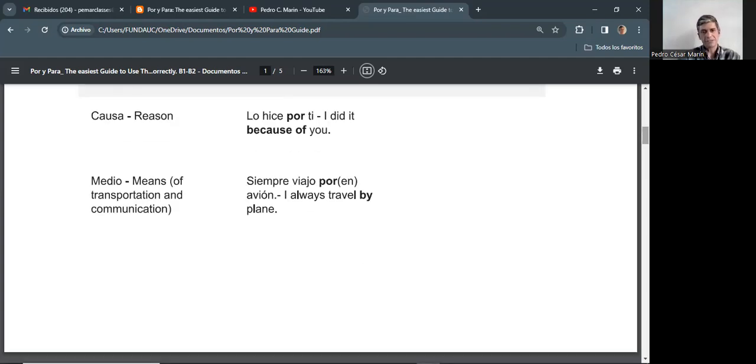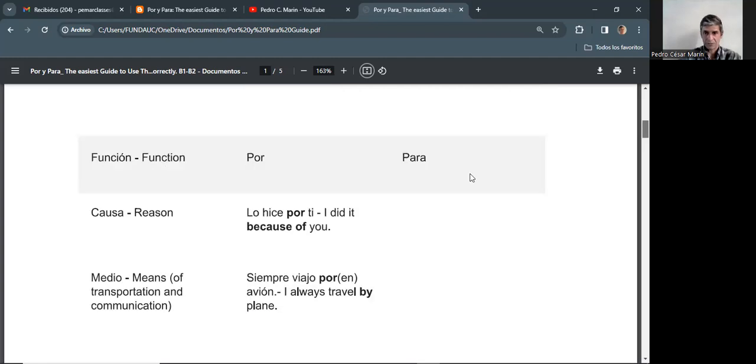Second one, means of transportation, los medios de transporte. Te voy a llamar por teléfono. I'm going to call you on the phone. Siempre viajo por avión. You can see that in parentheses I wrote N because it's the most common one, but still we can use por. Siempre viajo por avión. I always travel by plane. You can notice that here we don't have para on the other side.